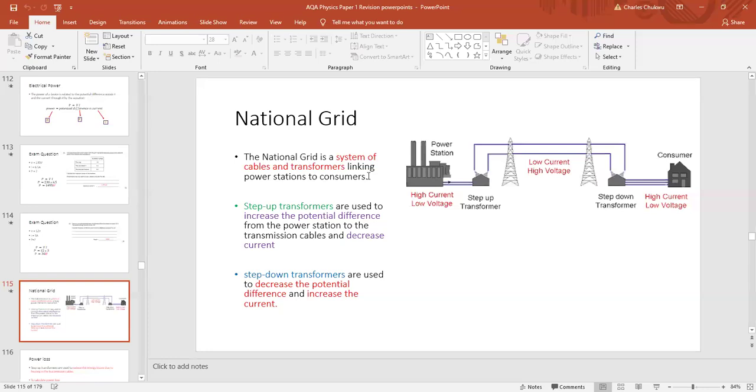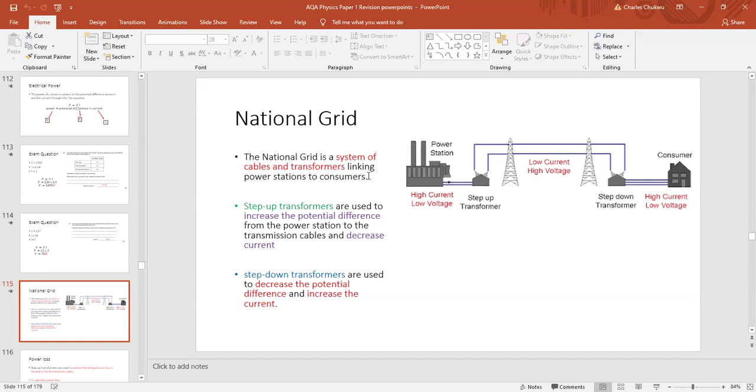Okay, so I think we've talked about step-up transformers. Step-up transformers increase the potential difference from the power station to the transmission cables that go to our houses. Well, they don't go to our houses directly, so let's be factual. They go to the houses, but they must pass through another transformer that would flip things around, and then they will decrease the current. And I think we said the reason why the current must be low or decreased.